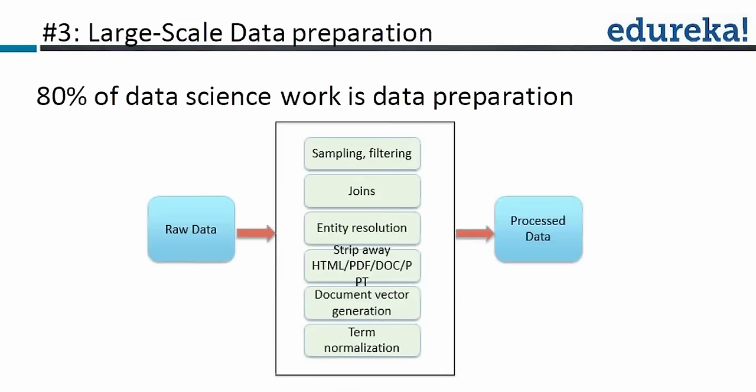Look at this, friends. 80% of the work is data preparation. I was a bit off, I said 70%, right? So 80%, significant. Look at this: joins, entity resolution, stripping away. You need to prepare the data that needs to be mined or analyzed, right? The raw data, whatever comes in, will be completely unstructured. You need to prepare the data so that you make it more meaningful for analysis, right? You cannot simply analyze the data.